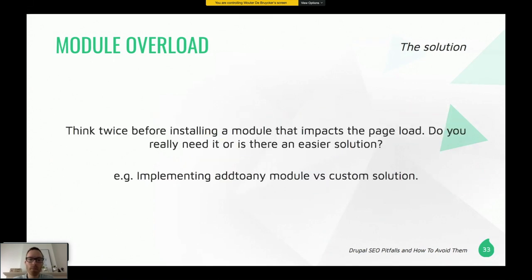What's the solution to it? Actually, it's pretty simple. Just think twice before you install a module, if it has an impact on page load, and if you really need the module. A classic example of it is the Add to Any module, which adds the share to Facebook links. We actually don't use it. We use a custom solution, since the custom solution we use is just adding some links. And the Add to Any loads some JavaScript, which is very slow, while it's just a simple link. So that's something to consider. If you add a module, does it impact the page speed in a positive or negative way? And do I really need it?